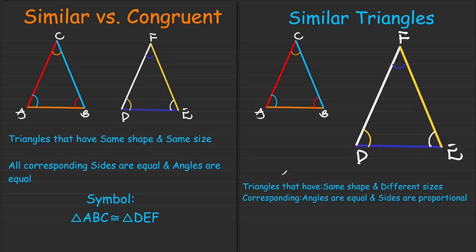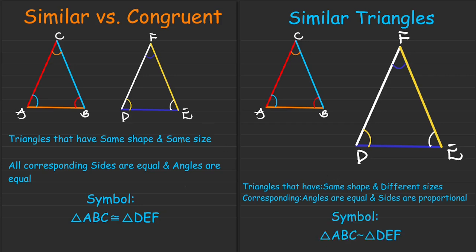Secondly, for corresponding angles, the angles would be equal. All the angles we have would be equal, but the sides are proportional. One is a scalar of the other. That is what we mean by similar triangles. Unlike congruent triangles where everything is the same, they are strictly the same. For similar, what do we say? They have the same shape, but different sizes. They have the same angles, but different sizes.